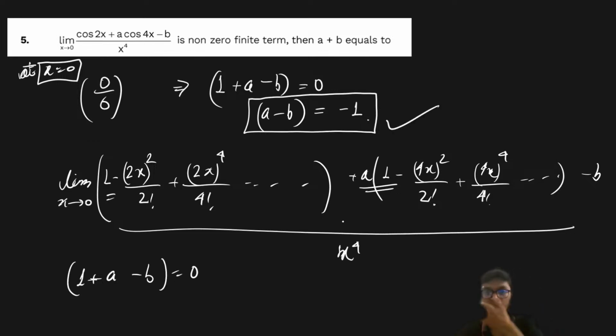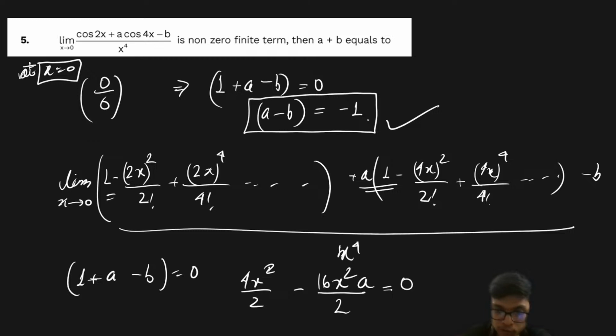Now the second thing I need to explore is that the terms containing x square should be cancelled out, right? So if you just look over here, it is going to give you 4x square by 2, and this is going to give you minus 16x square by 2 times a, right? Now this should also be equal to 0.